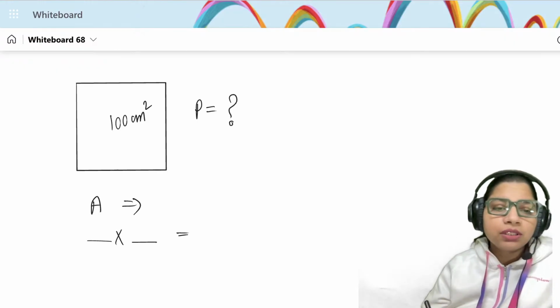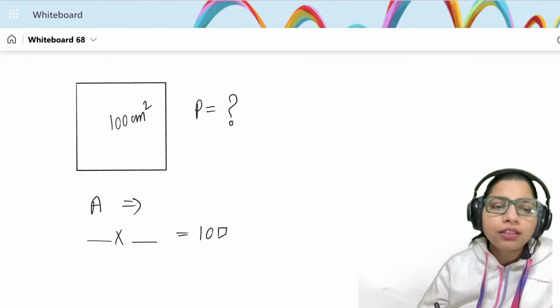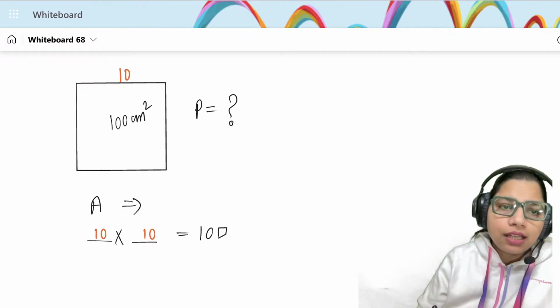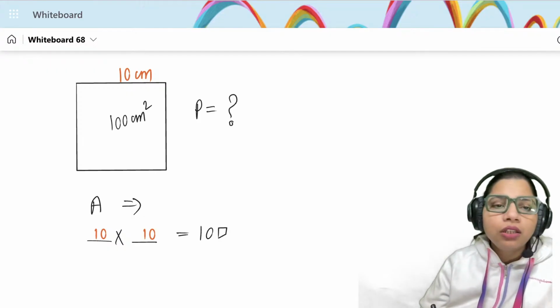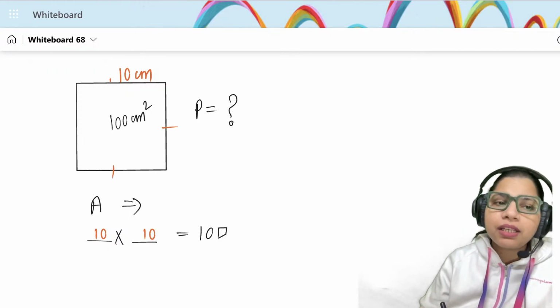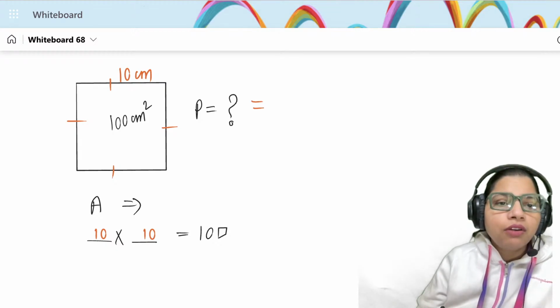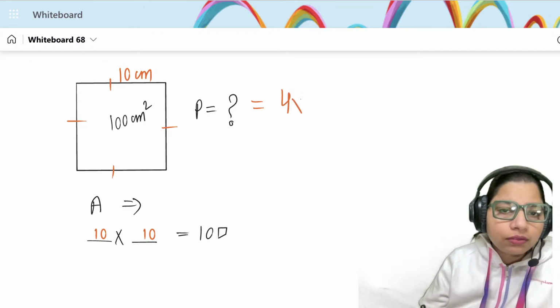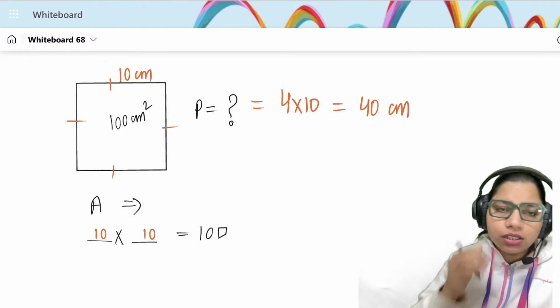So those two numbers are multiplying to give you 100. Which two same numbers multiply to give you 100? 10 and 10. So we get to know that this is 10 centimeters. अगर ये 10 centimeters है तो सारे के सारे 10 centimeters है because ये एक square है. So perimeter is going to be, how many sides do you have? 4 sides. 4 times 10. They all are equal. That gives you 40 centimeters.